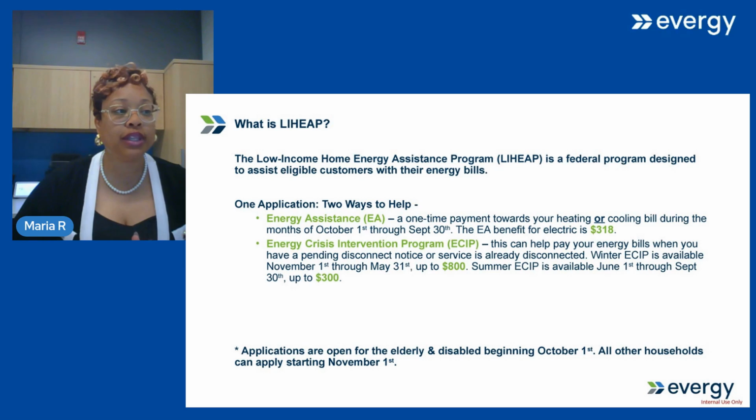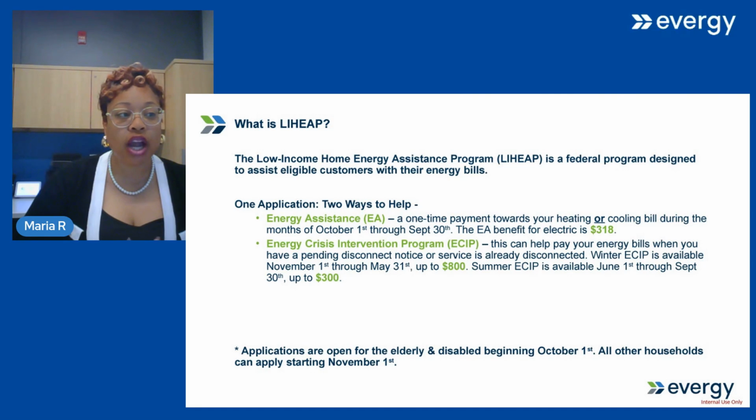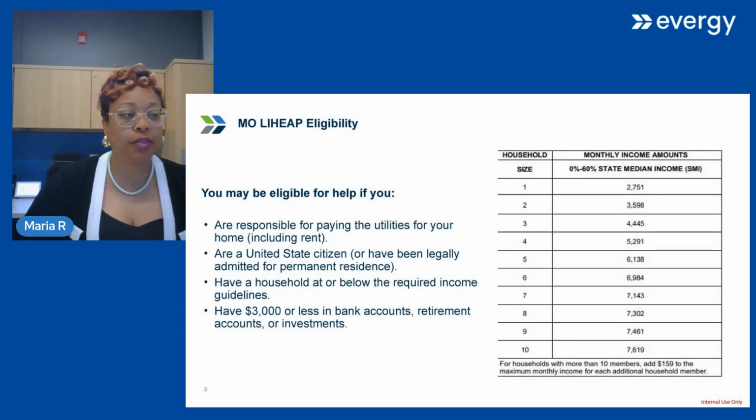The maximum amount of ESIP funding is $800 from November 1st through May 31st and $300 from June 1st through September 30th. LIHEAP applications for households with elderly or disabled customers are accepted beginning October 1st, and all others can apply beginning November 1st. To be eligible for LIHEAP, you must be responsible for paying the utility expenses in the home, including rent, be a U.S. citizen or legal resident, meet income requirements, and have $3,000 or less in bank, retirement, or investment accounts.